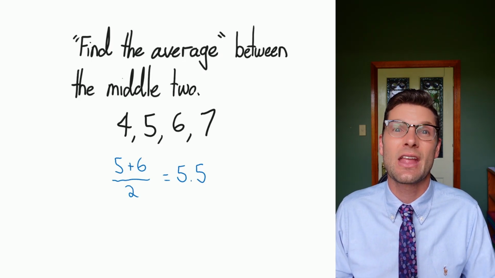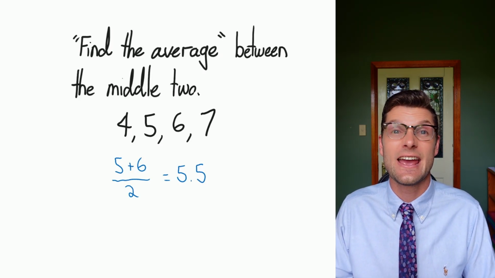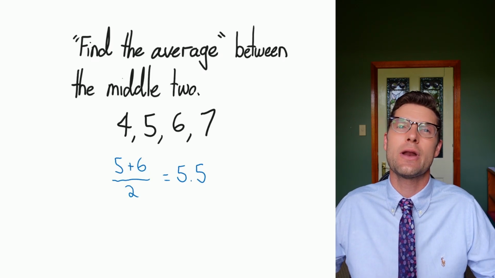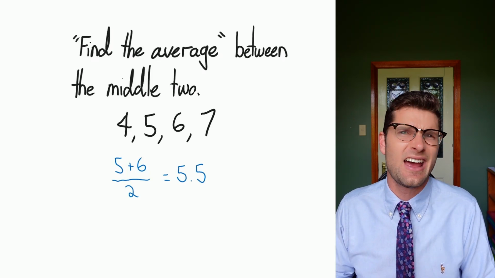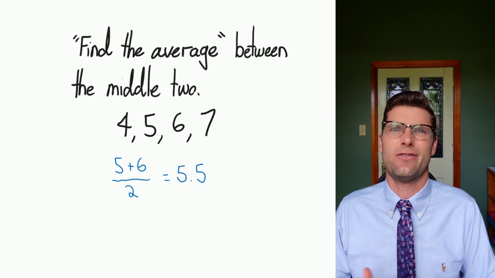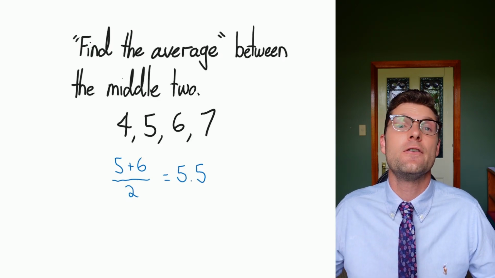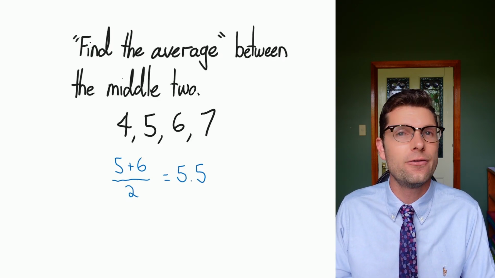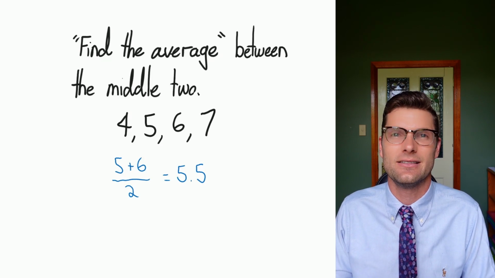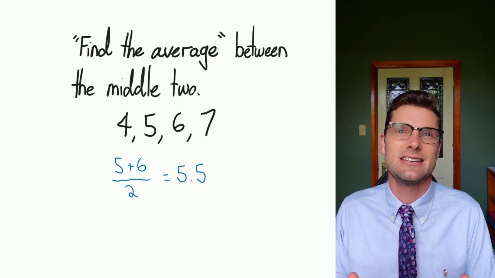Using this average technique is really important when the 2 middle numbers are a little bit further apart. For that one, it's really easy. What's in between 5 and 6? 5.5. But if you've got 2 numbers that are way further away from each other, it might be harder to immediately see what number splits this exactly.